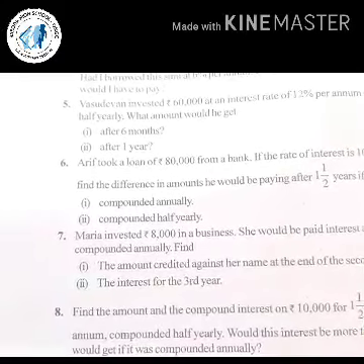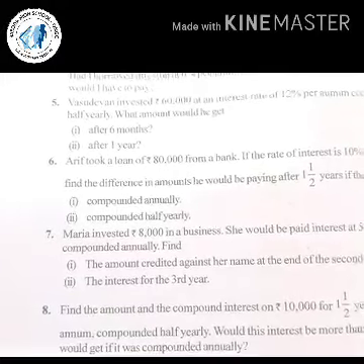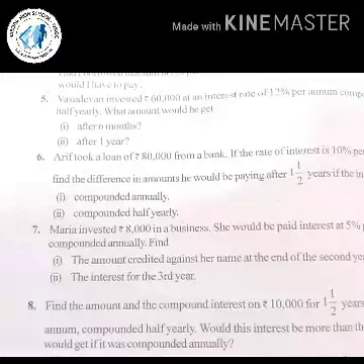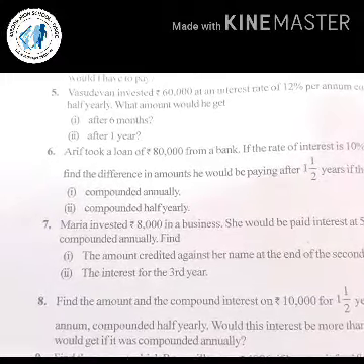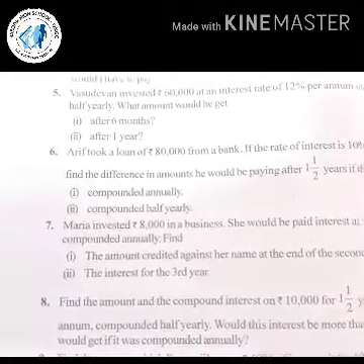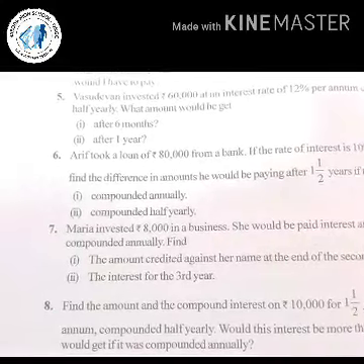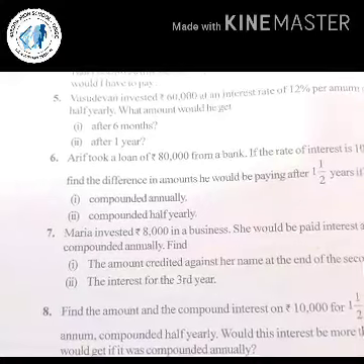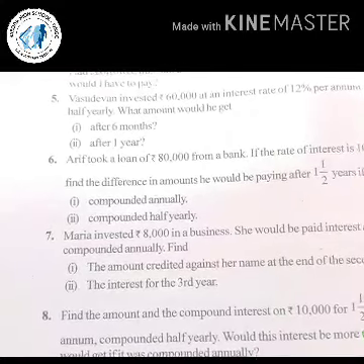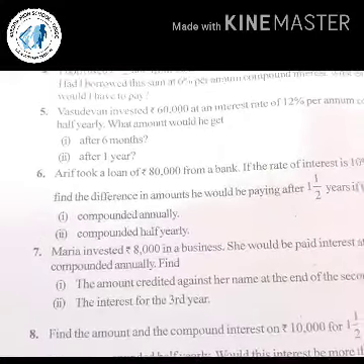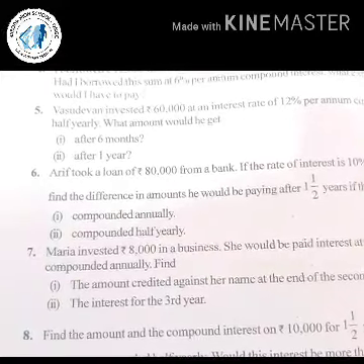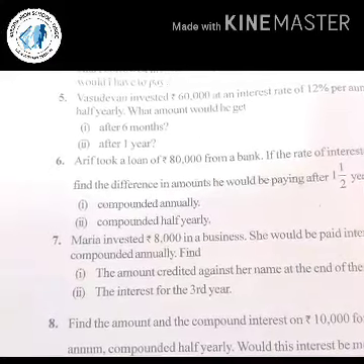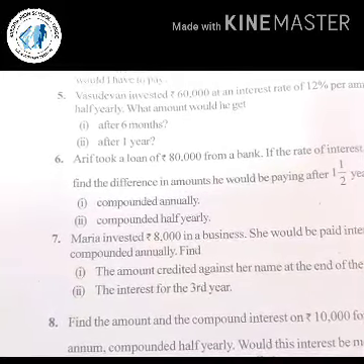Arif took a loan of 80,000 from a bank. If the rate of interest is 10% per annum, find the difference in amounts he would be paying after 1.5 years. Now the first condition is if the interest is compounded annually, and the second is if the interest is compounded half yearly. If it is annually, you have to find it for 1 year and then for half year separately. And when compounded half yearly, n will be equal to 3.